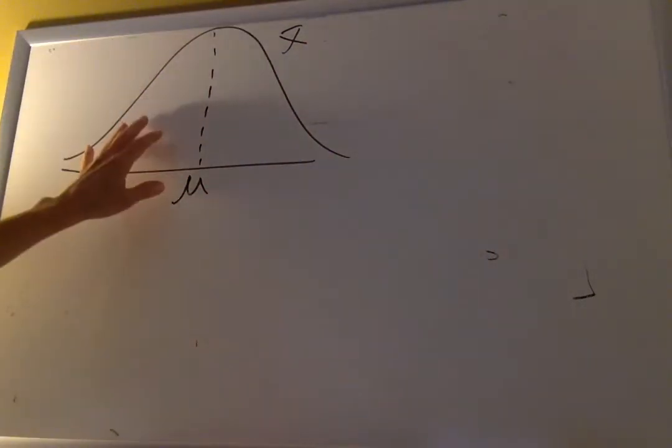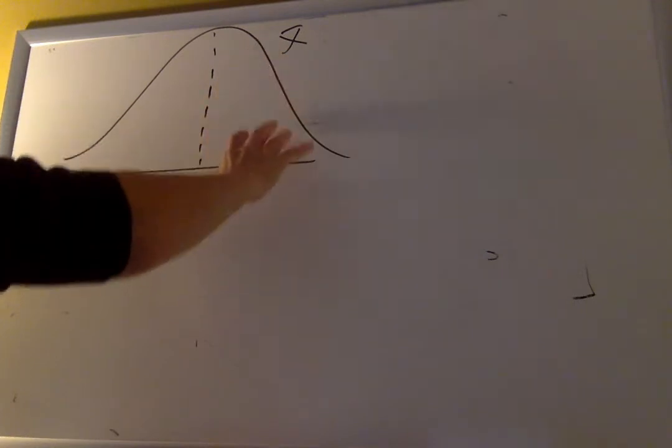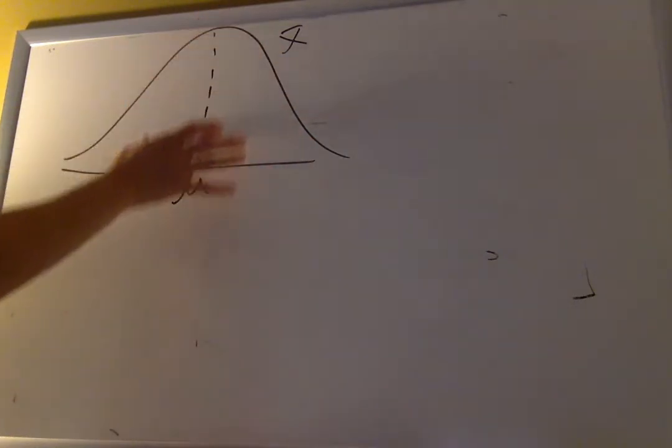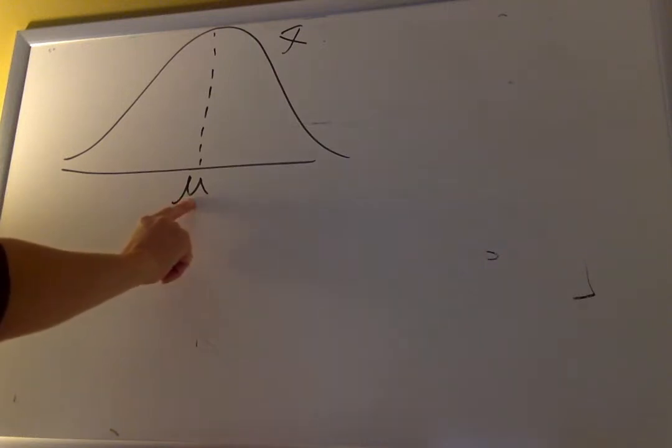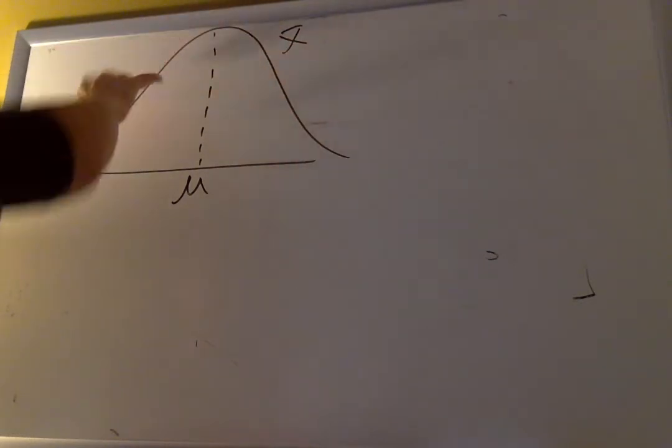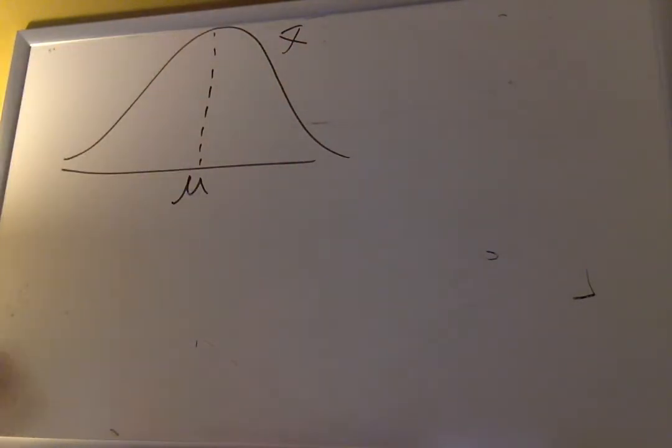Yes, some are going to be below. Yes, some are going to be above. But most of them are absolutely right around the truth. I'll use the word truth a lot for population. So this is saying, yes, your samples are centered around the population. That really was an important thing.